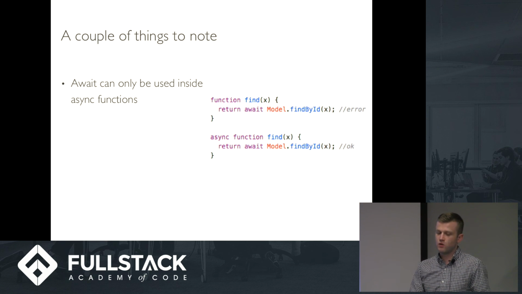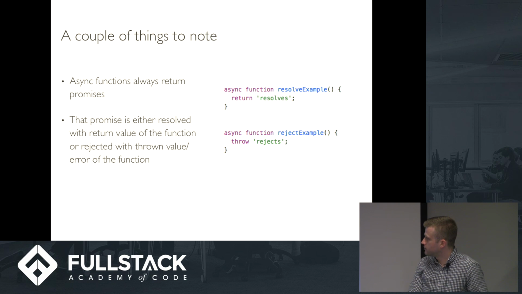And then you need to use await within async functions. This would throw an error. You can't do an await inside of a non-async function. So the async functions, like I said, always return promises. Just these quick, useless examples, but they kind of give you the point that this function up here will resolve with this return value, and this function down here will reject with that thrown value.